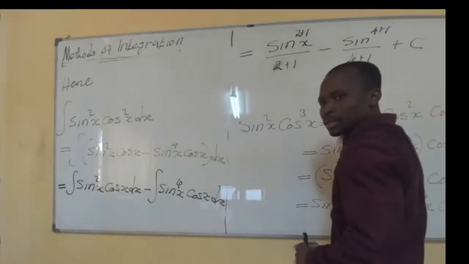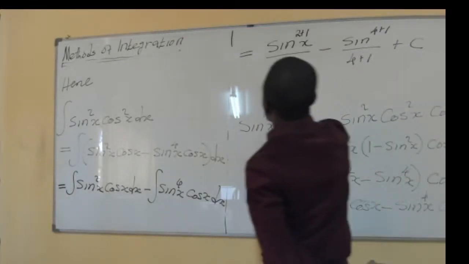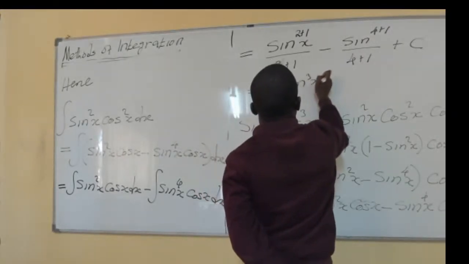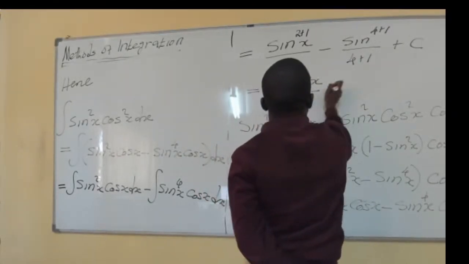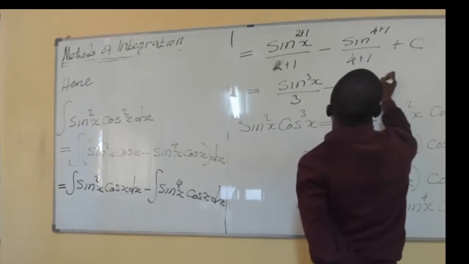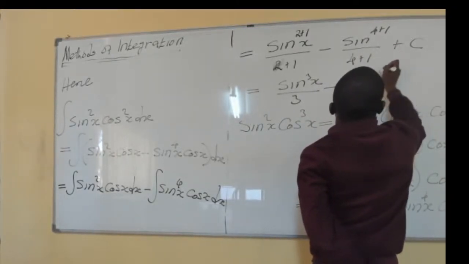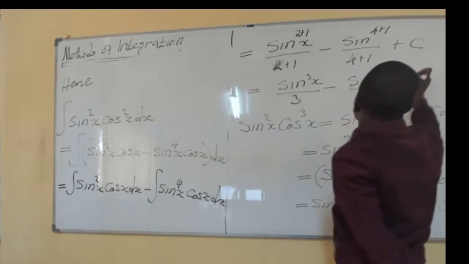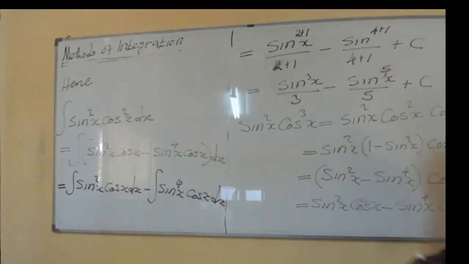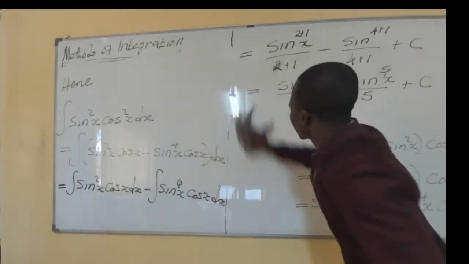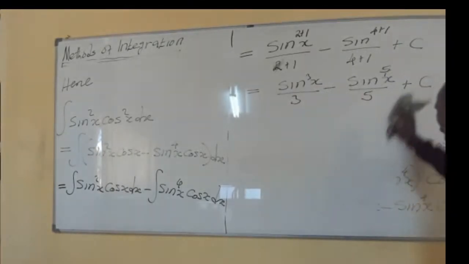Then, by simplicity, this gives us sine x power 3 over 3 minus sine x power 5 over 5 plus c. Then you are done with your computation. That is your final answer.